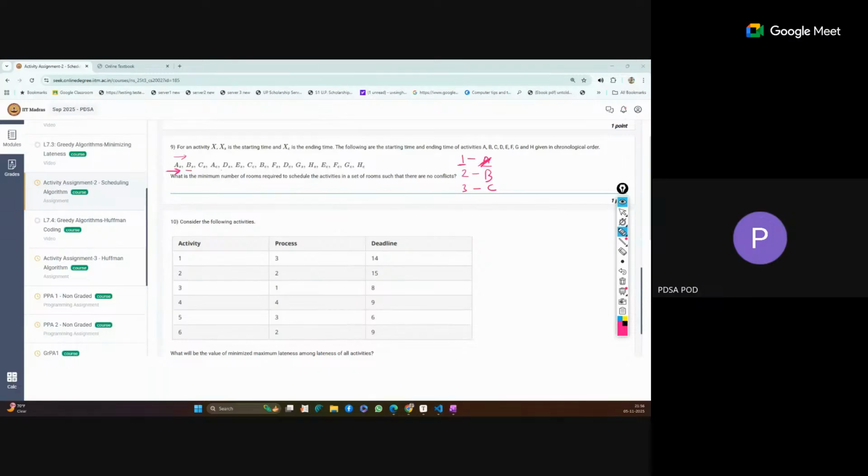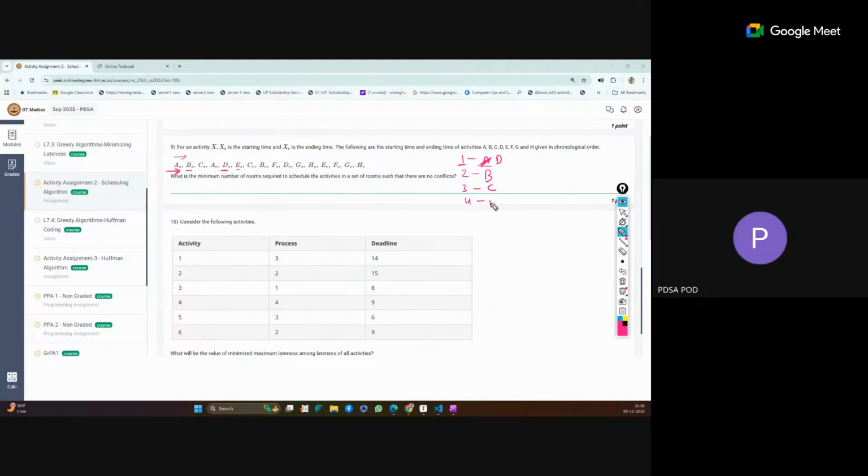So when we get the next activity, we will not create a new room. Now the first room A has become empty, so we will allocate that to D. In this way, E is now a new activity. Now all three are utilized.